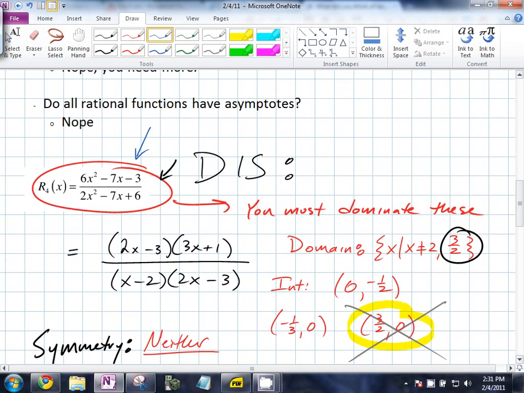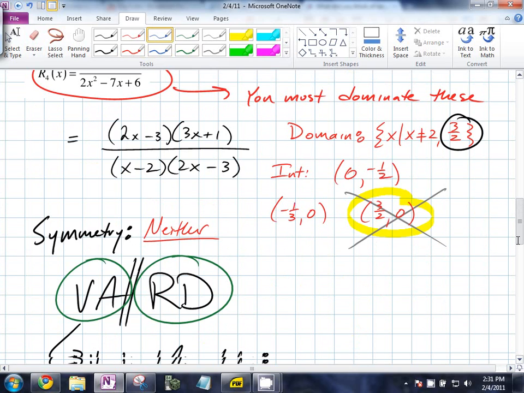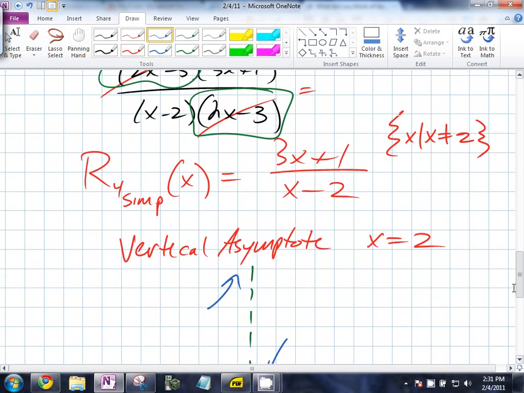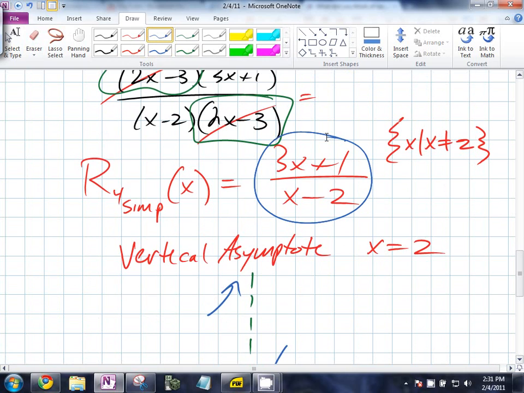One way, the simplified form. We have simplified it. Can you plug in 3 over 2 into the simplified form? Yeah. The only difference in shape is that this function, the simplified one, has the hole filled in. We know that the x value of the hole is 3 over 2. So if we want to find the y value, we use that function.